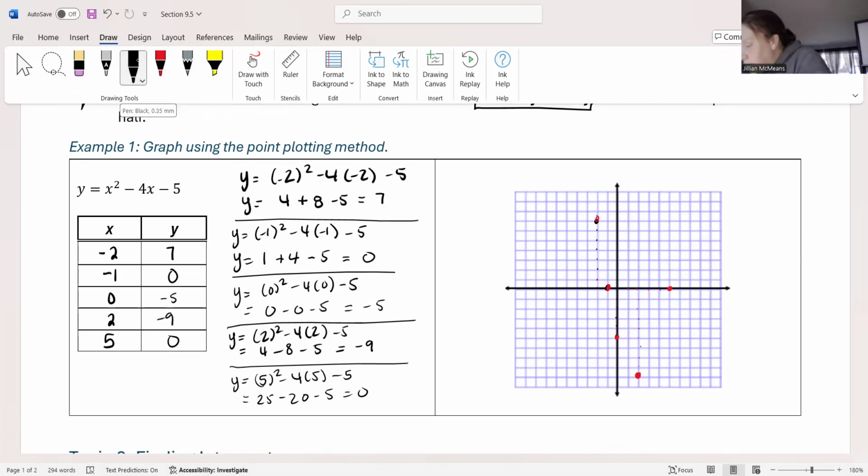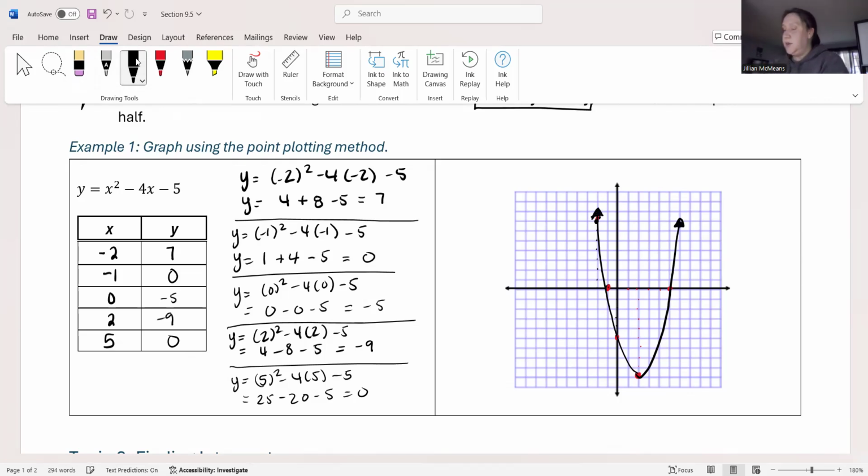So we're going to plot these points. Not the worst parabola I've ever drawn. But there you have it. There is the graph. Whoops. I have no idea what that is. I mean, I know what it is. It's a star, but I don't know how that came to be.